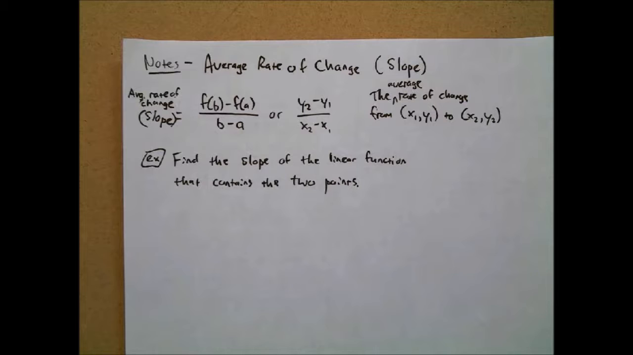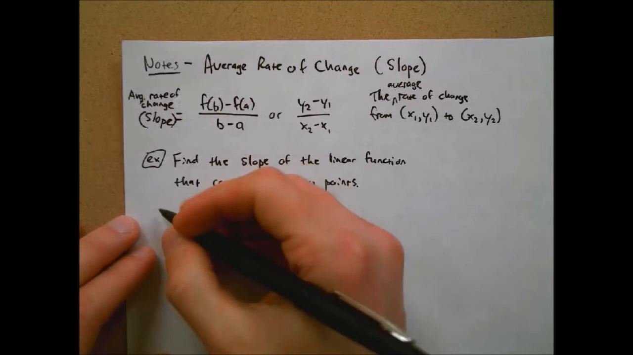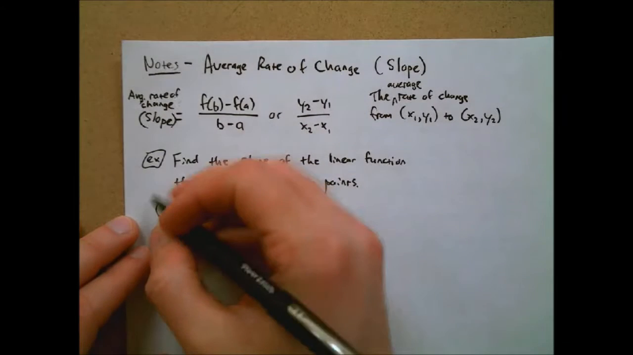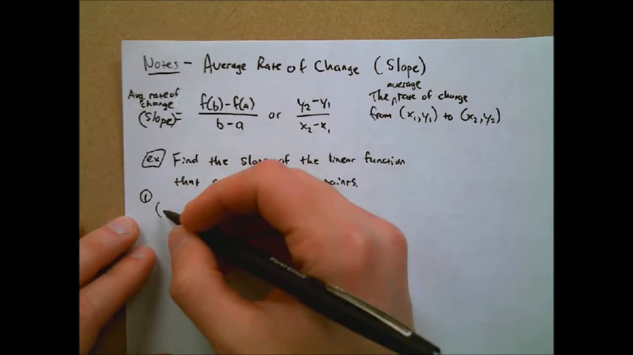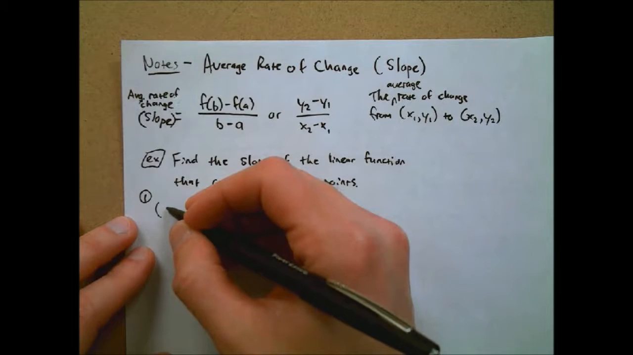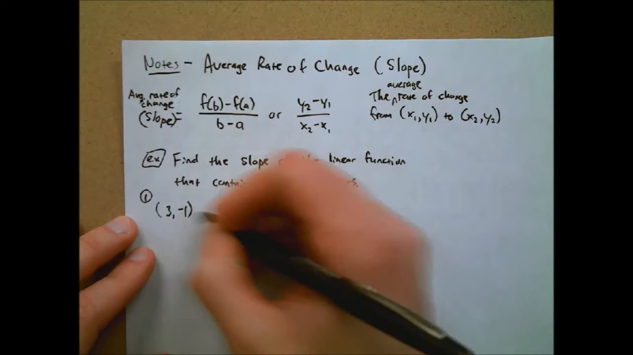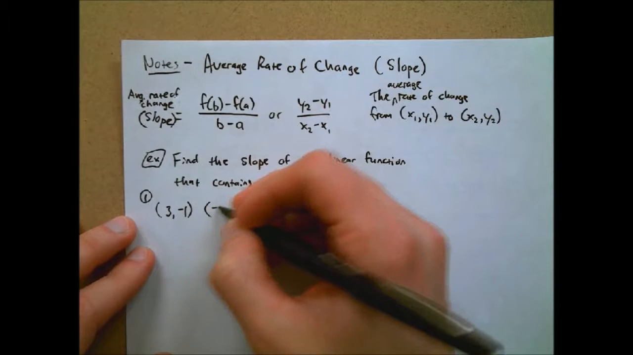Okay, so let me start here with number 1. We'll just do an example. Let's say we have the points (3, -1) and (-5, 4).